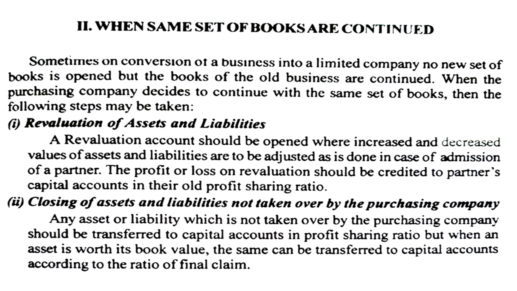Then second one, closing of assets and liabilities not taken over by the purchasing company. Any assets or liabilities which are not taken over by the purchasing company should be transferred to capital accounts in profit sharing ratio. But when an asset is worth its book value, the same can be transferred to capital accounts according to the ratio of final claim.